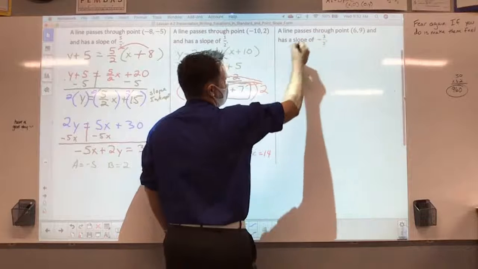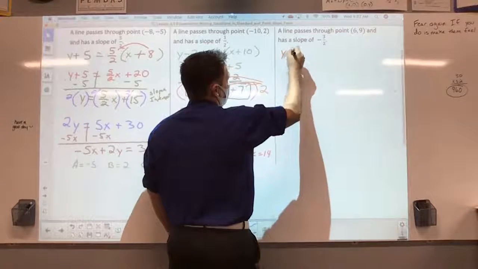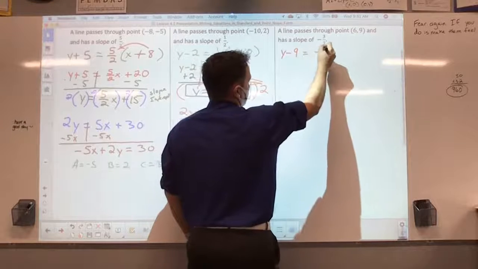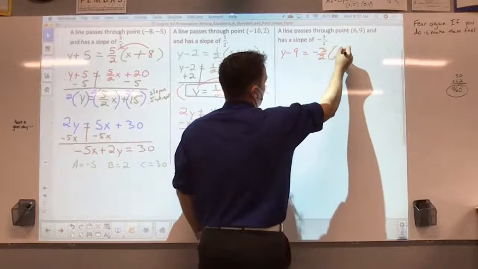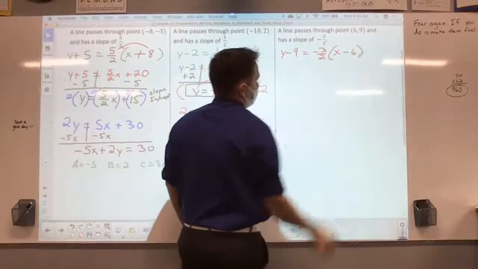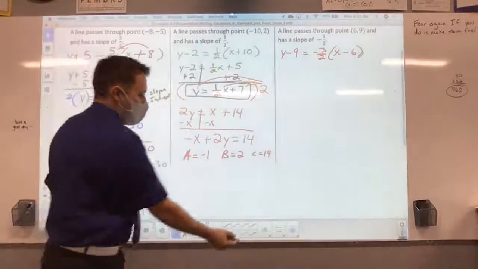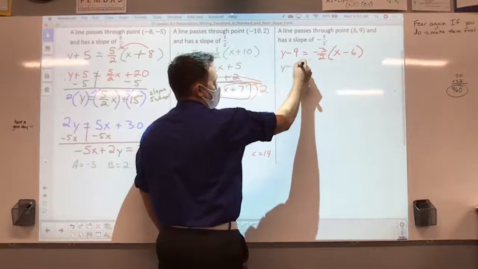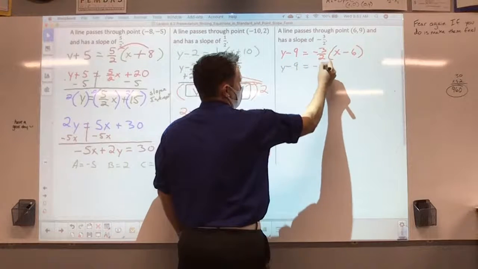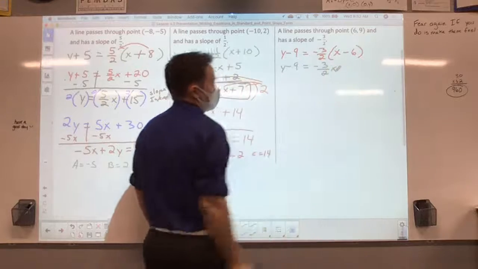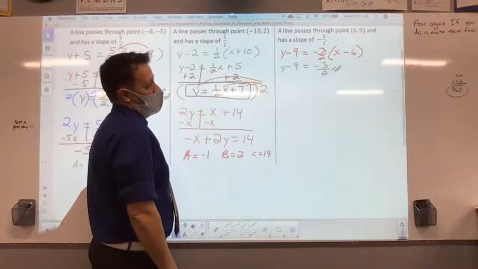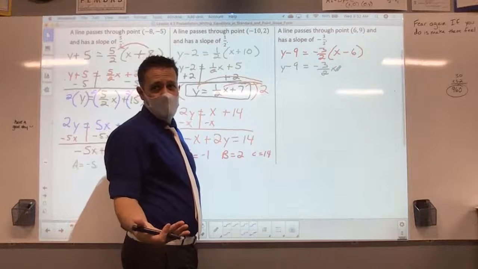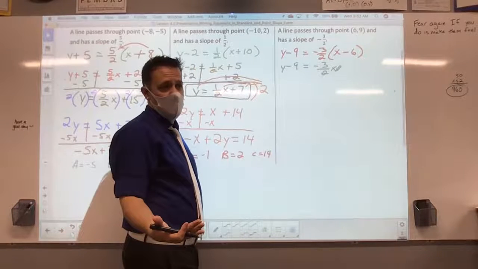All right, this one here: y minus 9 equals -3/2, and then x minus 6. There's your first equation. Now do the distribution. Here is your slope, so that part's done. That would be what? -3 times -6 is a positive 18. Divide that by 2 and you get what number?